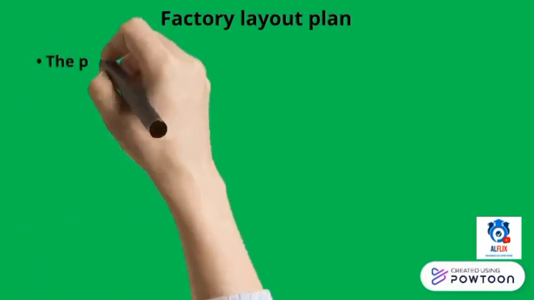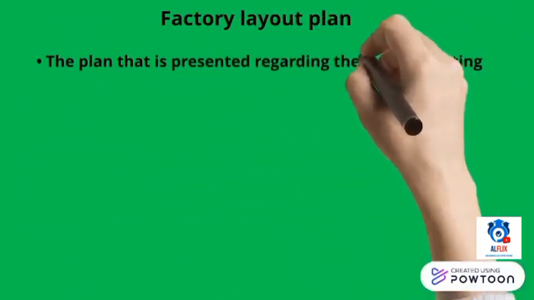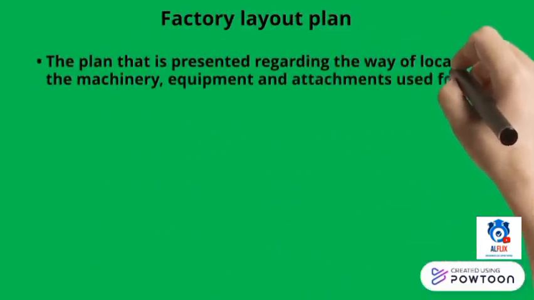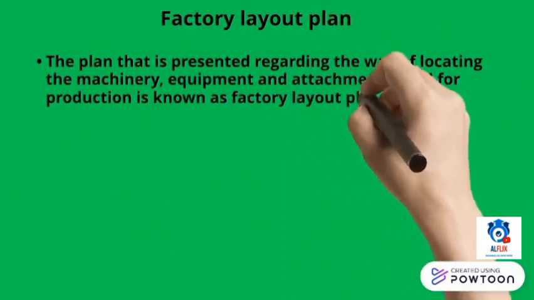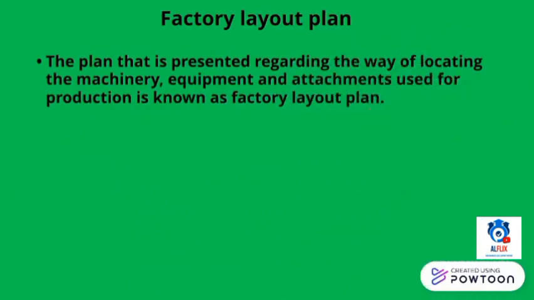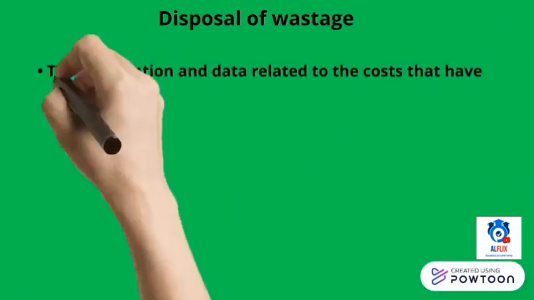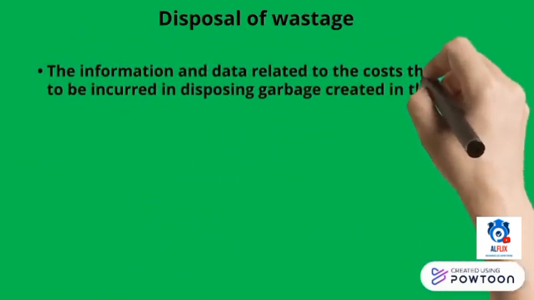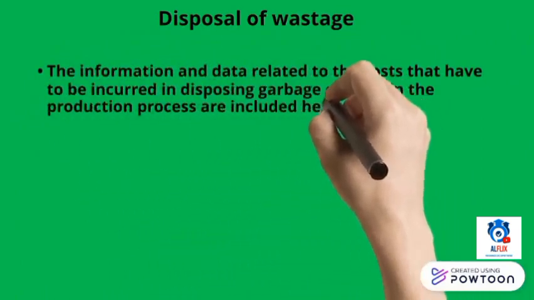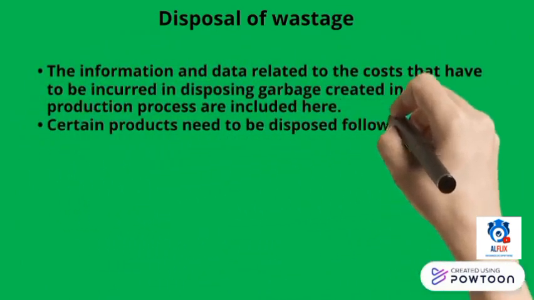Factory layout plan: the plan that is presented regarding the way of locating the machinery, equipment, and attachments used for production is known as the factory layout plan. Disposal of wastage: the information and data related to the costs that have to be incurred in disposing garbage created in the production process are included here.